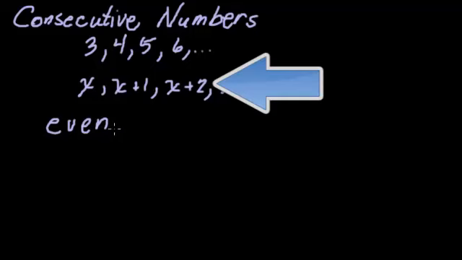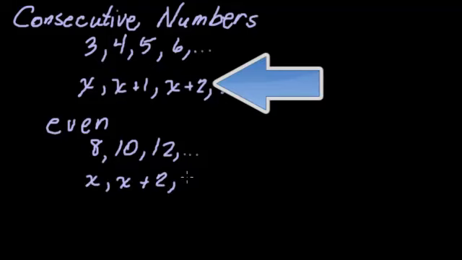Sometimes they're going to ask you about even consecutive numbers. So let's just look at a list of even numbers. Let's say we'll start at 8. The next even number would be 10, then 12, etc. So if I let the first number once again be x, the very next number in this even consecutive number list would be x plus 2. And the next one, x plus 4, and the next one, x plus 6, and so on.